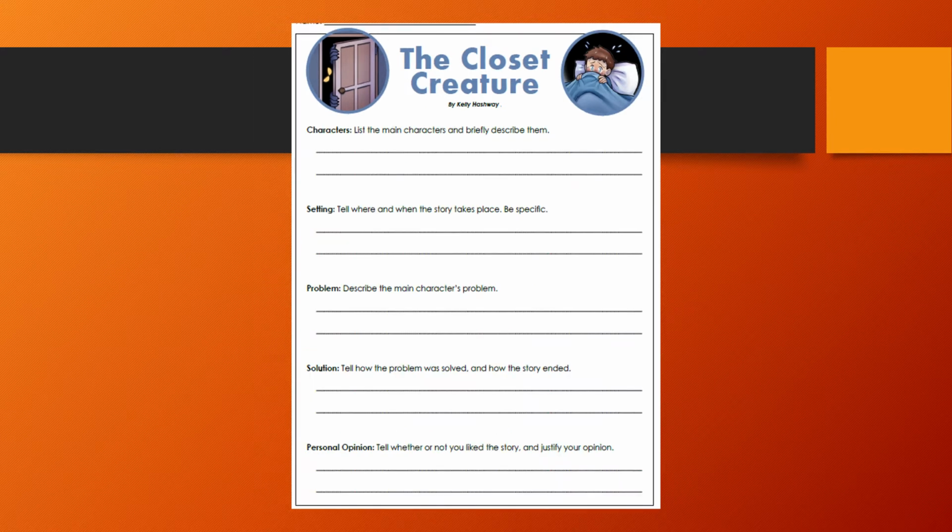The closet creature. Characters. List the main characters and briefly describe them. Setting. Tell where and when the story takes place. Be specific, please. Problem. Describe the main character's problem. Solution. Tell how the problem was solved and how the story ended. Personal opinion. Tell whether or not you like the story and justify your opinion.